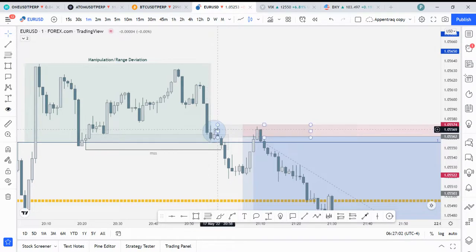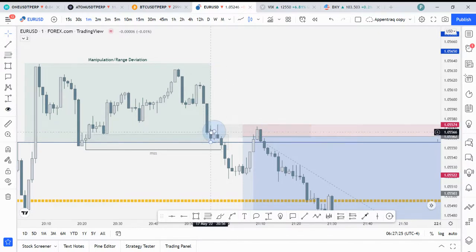And you see that this candle swept the high of these other two candles, and then broke structure afterwards. So that means it took liquidity and then broke structure. That's what validates a flip zone as a possible area of entry.